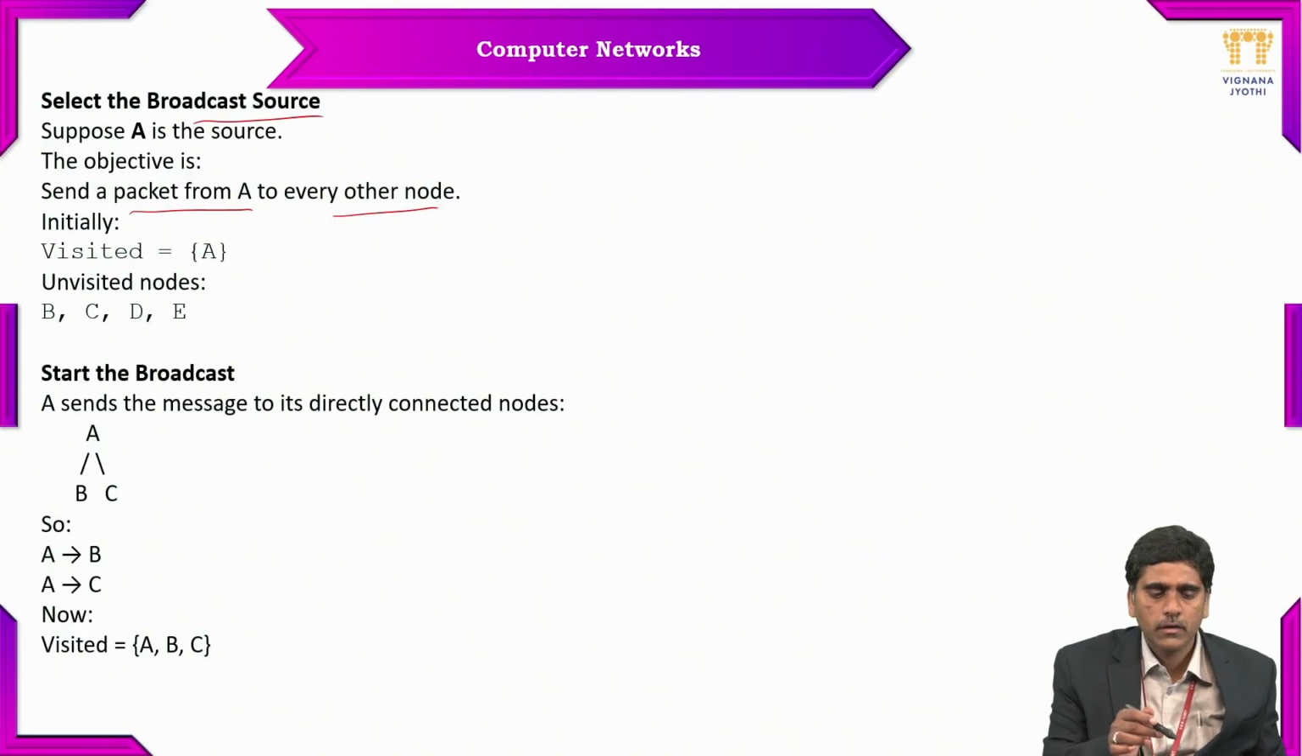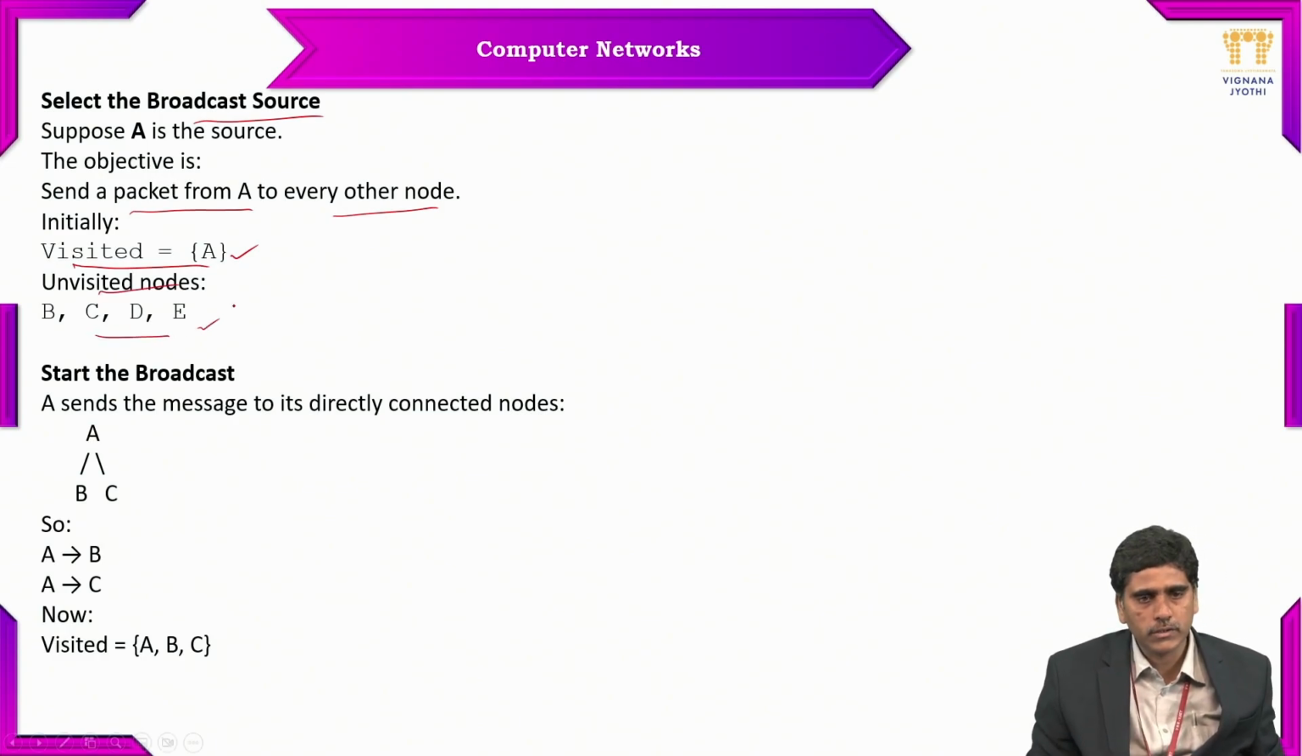Initially, A wants to send a message to A, so A is visited. That means A is visited by itself and it is forwarding the packet to itself. So visited equals A. And what are the unvisited nodes? The remaining B, C, D, E are unvisited nodes.